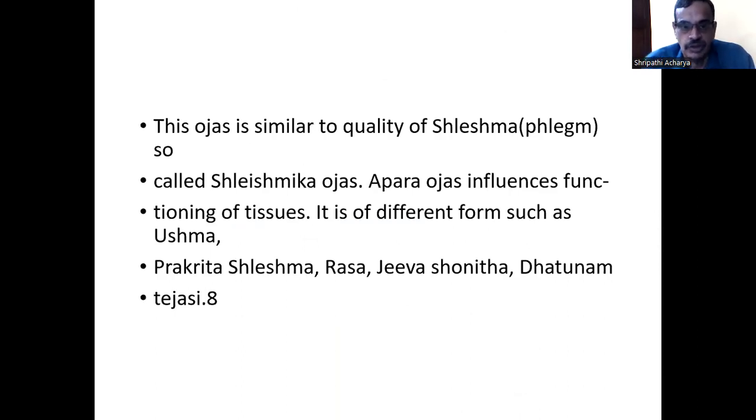This Ojas is similar to the quality of Shleshma, so called Shleshmika Ojas. Upper Ojas influences the functioning of tissue. It is of different forms, such as Ushma, Prakrita Shleshma, Rasa, Jivashonita, and Dhatunam Snehas.